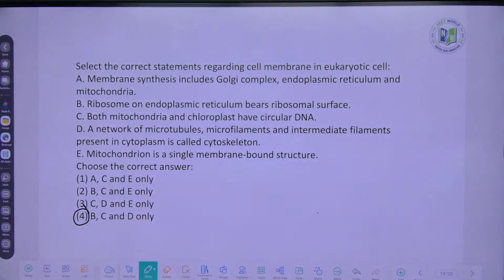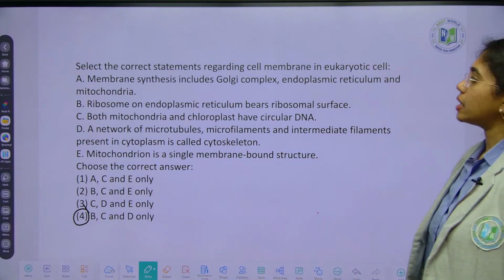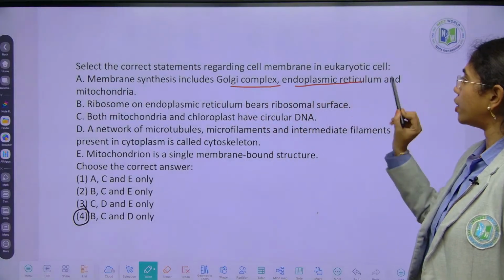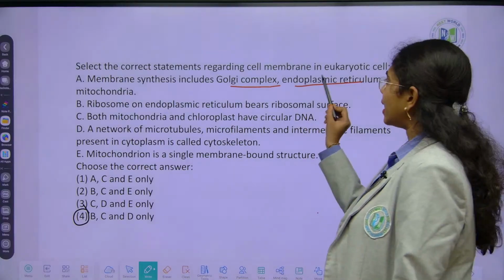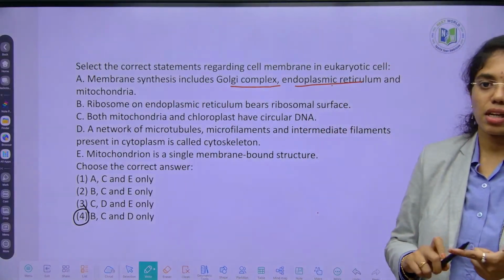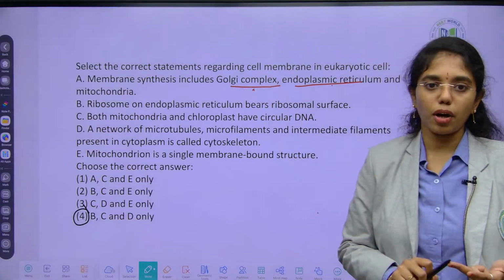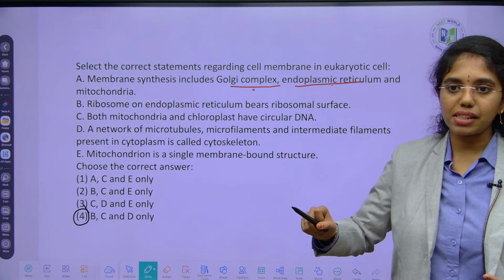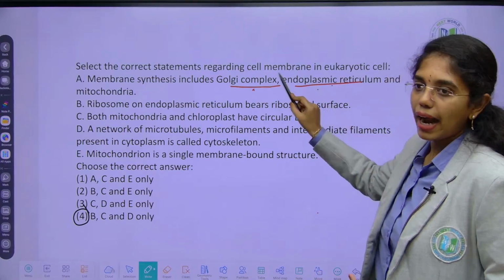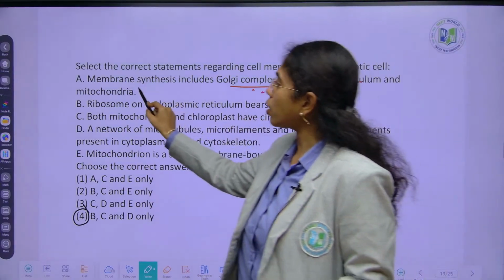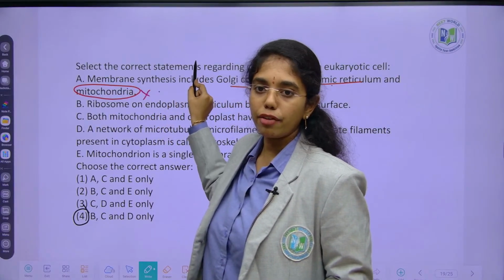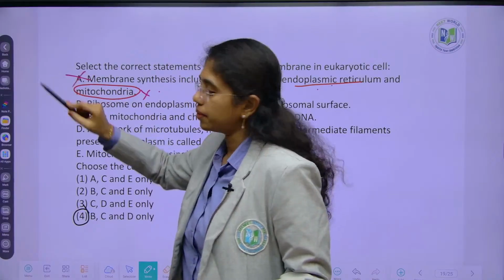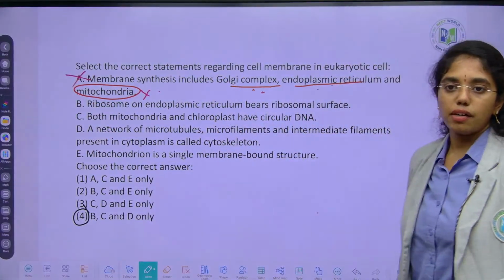Select the correct statements regarding the cell membrane in eukaryotes. Membrane synthesis includes Golgi complex, endoplasmic reticulum and mitochondria. In the endomembrane system we have learnt ER will synthesize proteins and lipids. Their modification is done in Golgi bodies, and glycoproteins, glycolipids are synthesized from ER and Golgi bodies. But nowhere is mitochondria present in the endomembrane system, or involved in membrane formation. So this is wrong.